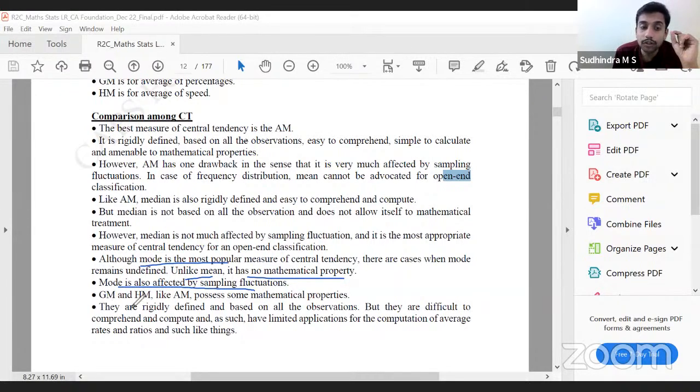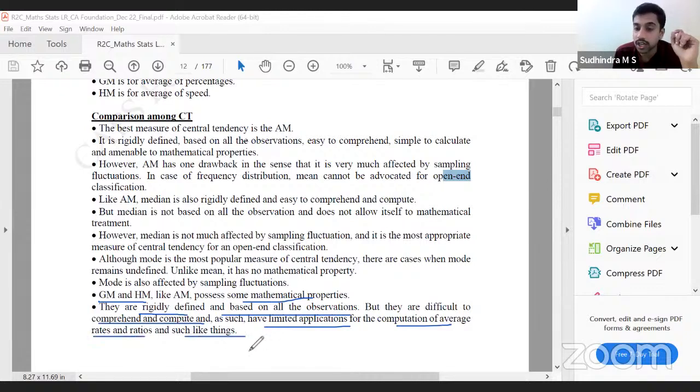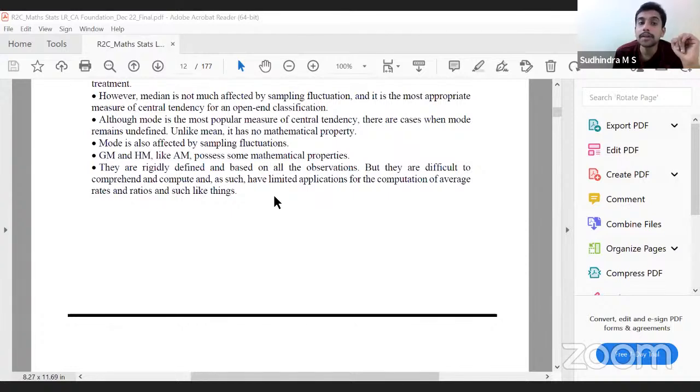However, coming to geometric mean and harmonic mean, they have mathematical properties, they are rigidly defined and based on all observations. But what is the difficulty? They are difficult to comprehend and difficult to compute. And as such, they have limited applications, for computation of average rates and ratios and such like things. So geometric mean and harmonic mean have very limited applications. That's all. This is about measures of central tendency. Is that clear?